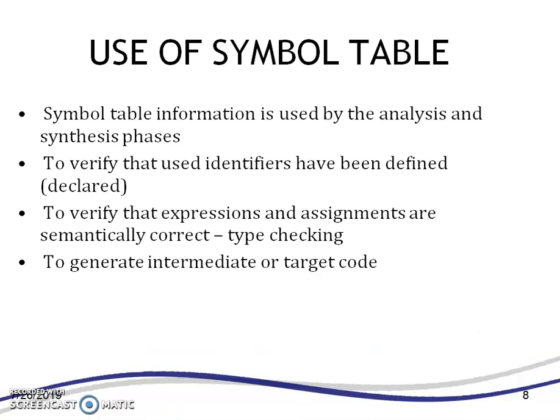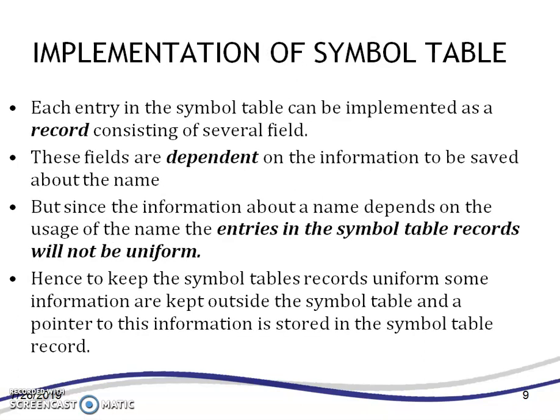Now, what is the use of the symbol table? The symbol table is used in various ways. It is used by the analysis and synthesis phases. It is also used to verify that the identifier is defined. It is also used to verify that expressions and assignments are syntactically correct, like in type checking. And one of the major uses of the symbol table is to generate intermediate and target code.